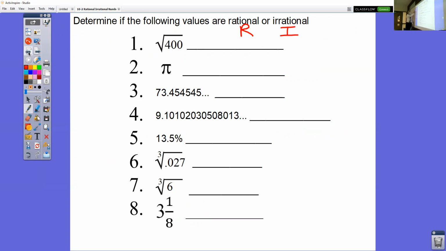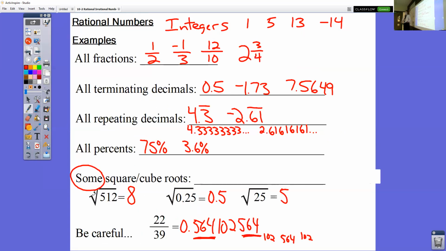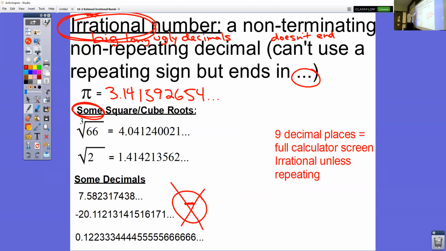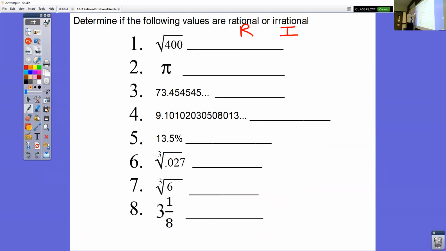So remember, all rational numbers include all integers, all fractions, all terminating decimals, repeating decimals. Anytime you see a percent sign, automatically rational. The only ones that you need to type into the calculator are square roots and cube roots. Irrational numbers are your big, long, ugly decimals. Go ahead and try 1 through 8, please. All that you need to do is write in I or R.